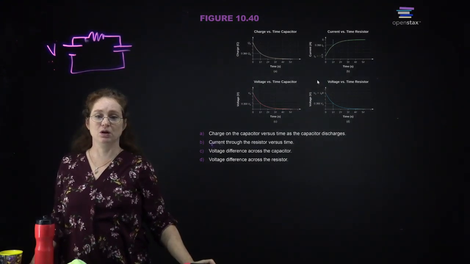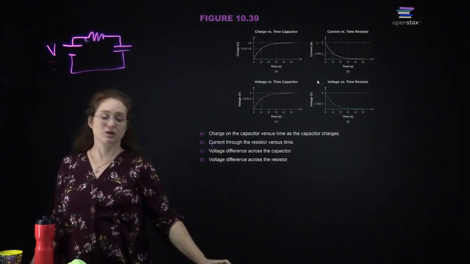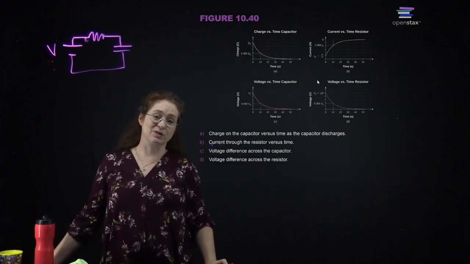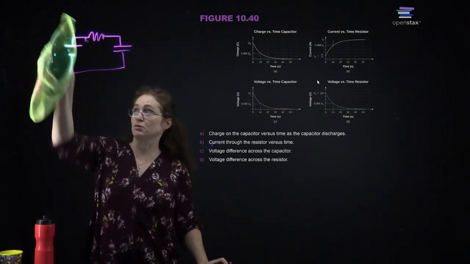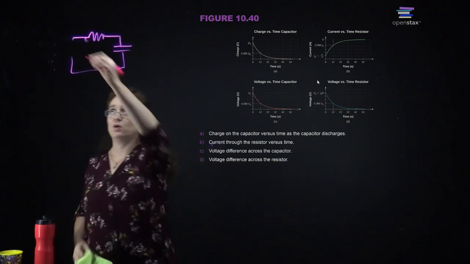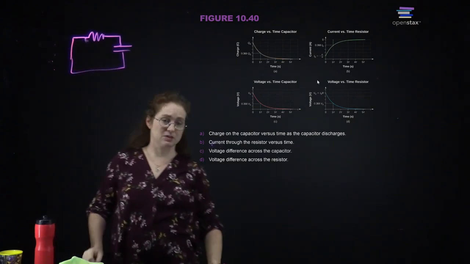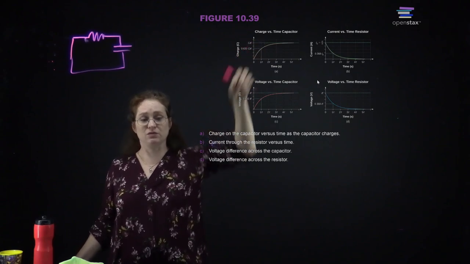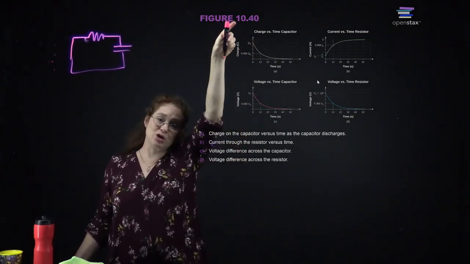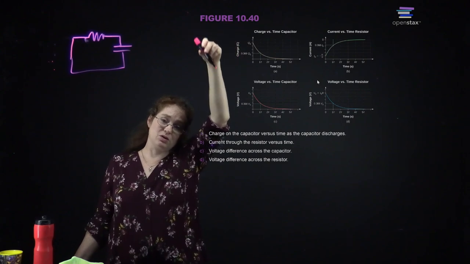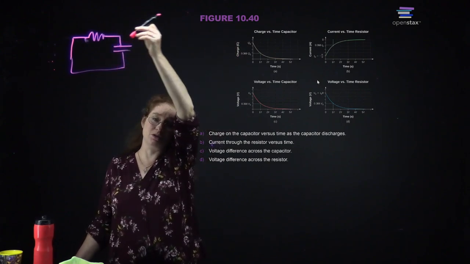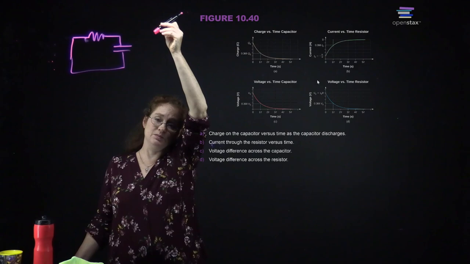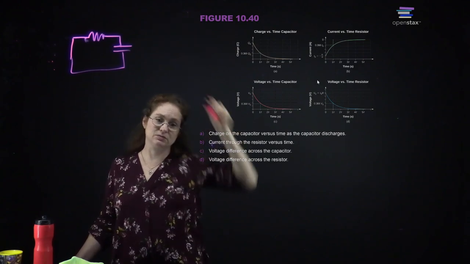And this is for the capacitor charging. This is for the capacitor discharging. So replace the battery by a wire, and it does the opposite. So here, the capacitor charging as a function of time, and then when it discharges, you end up with current flowing so that all the potential is across the resistor.